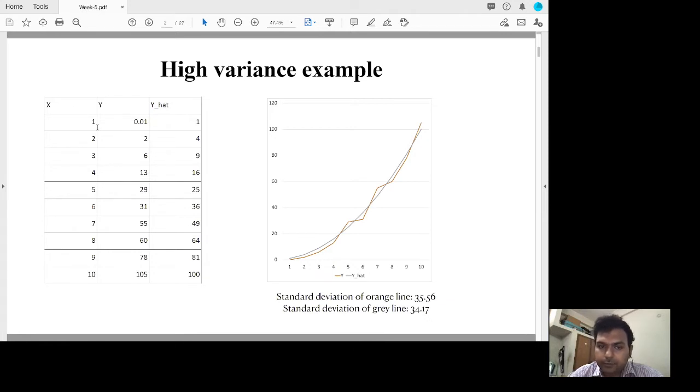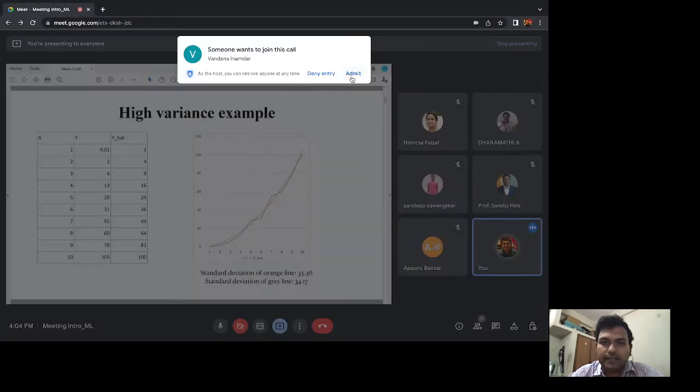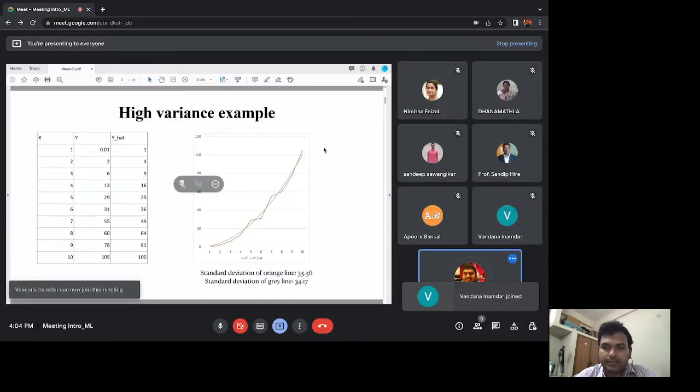So the first point is the orange line, which fits on all the data points. If you take the standard deviation of this particular vector, you would get a standard deviation value of 35.56 as shown at the bottom of the figure, and the standard deviation of the gray line will give you a value of 34.17. Just from these 10 points, you can see that, and standard deviation is just the square root of variance. Because of this reason, this is said to be a high variance system. Okay, is it clear now?